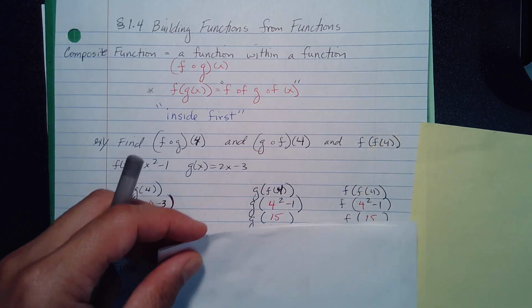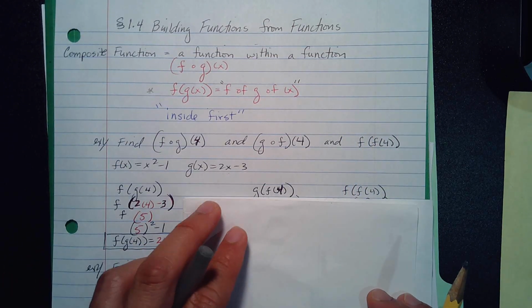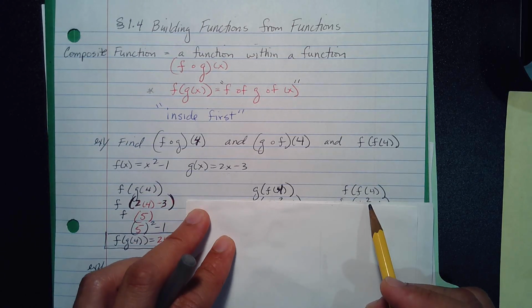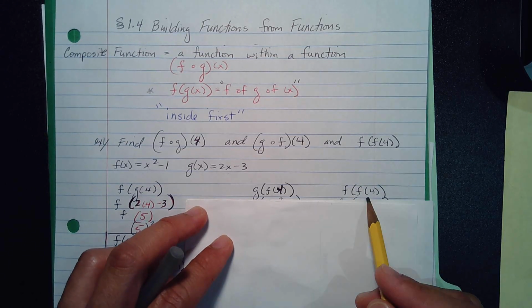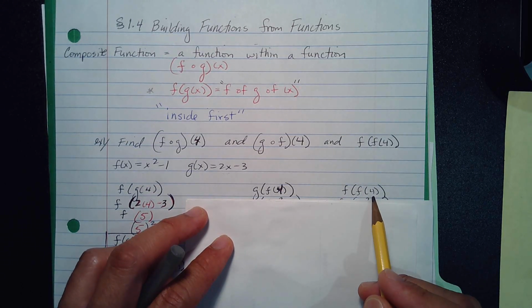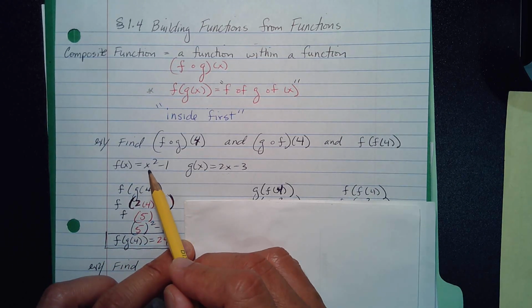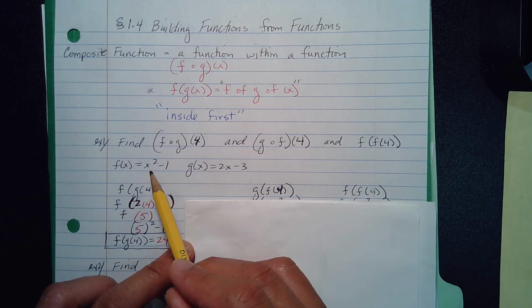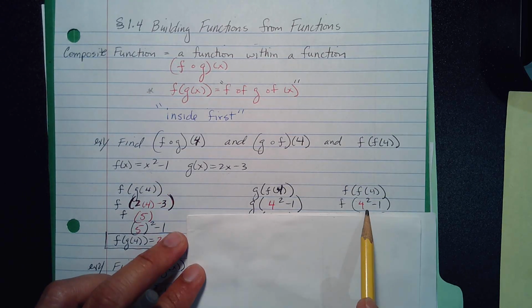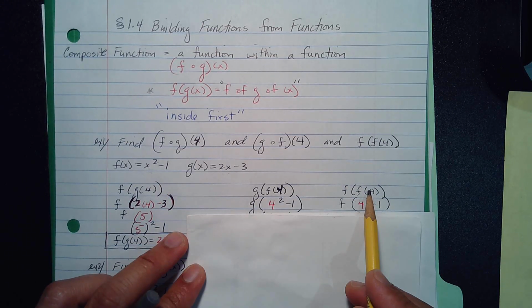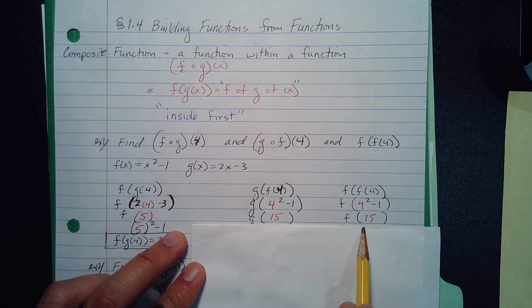Last one is f of f of 4. So our inside function is f. We're going to substitute 4 wherever I see an x in the f function. So this is now 4 squared minus 1. F of 4 equals 4 squared minus 1. Evaluate this, that's going to be 15.